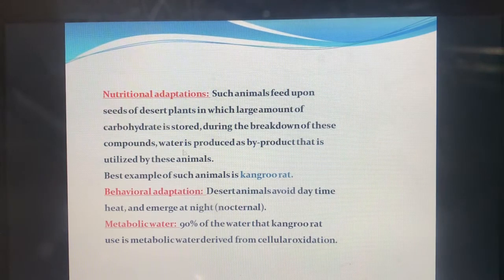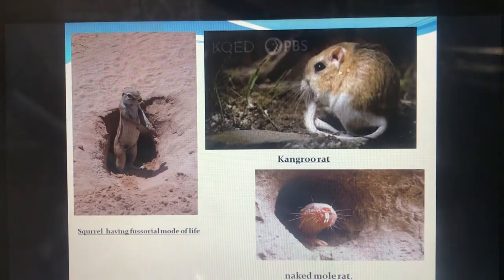Now, nutritional adaptation. We can also see the kangaroo rat in the diagram. This is the kangaroo rat. It is a eutherian mammal, but it has a morphology just like a kangaroo, so that's why it has been given the name kangaroo rat.